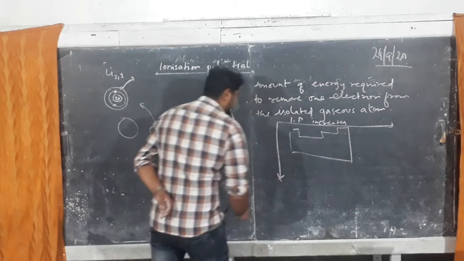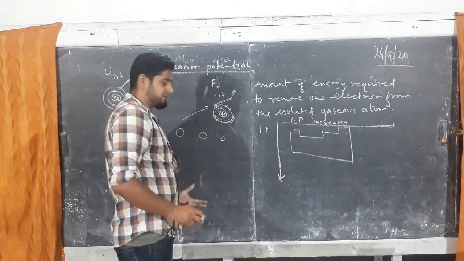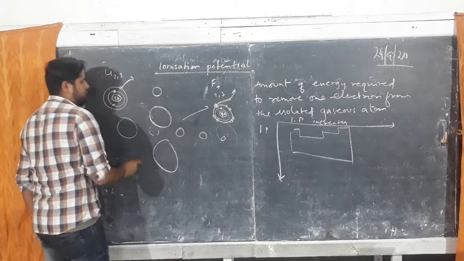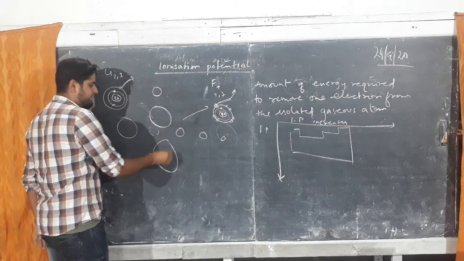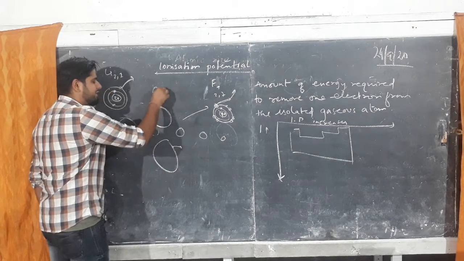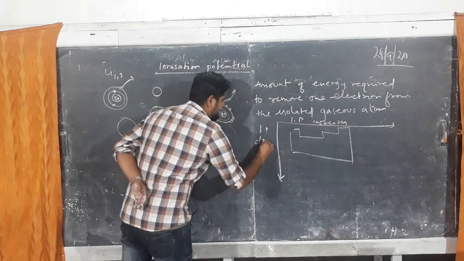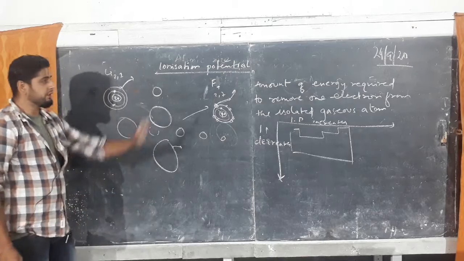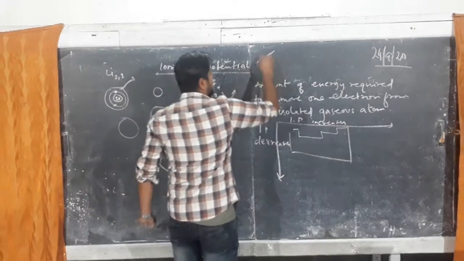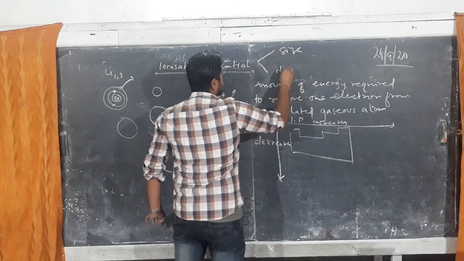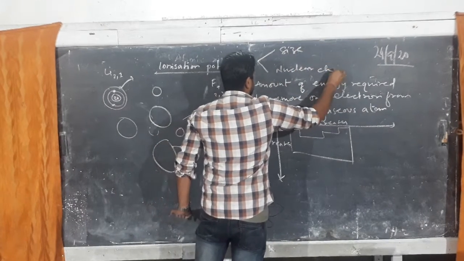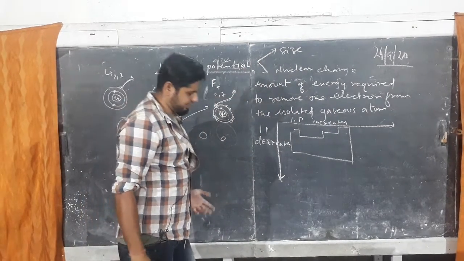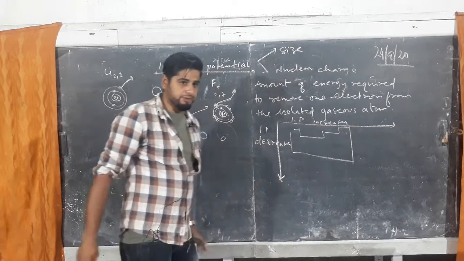If you move down a group, ionization potential, since size increases, yes or no? If you move like this, from top to bottom, smaller size to bigger size. From a bigger size it is easier to remove, from a smaller size it is difficult to remove. So ionization potential decreases. Got it? So ionization potential depends on 2 factors. Number 1, size, and number 2, nuclear charge. Understood? Smaller the size, more energy is required. Larger the size, less energy is required.